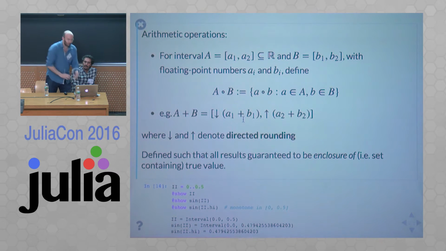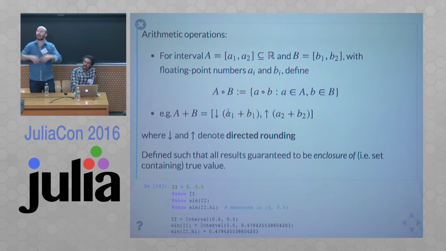It turns out that for plus, you can just take the lower bound of A and the lower bound of B and add those, and then the upper bound of A and the upper bound of B and add those. But in order to guarantee that the result really contains all of the results we would get from operating with any pair of elements, we have to do this directed rounding that I've denoted with these arrows. One way of doing that is to set the CPU to round down mode or round up mode, so it effectively does a calculation in infinite precision and then chooses the floating point number that is closest in that given direction to the correct result.